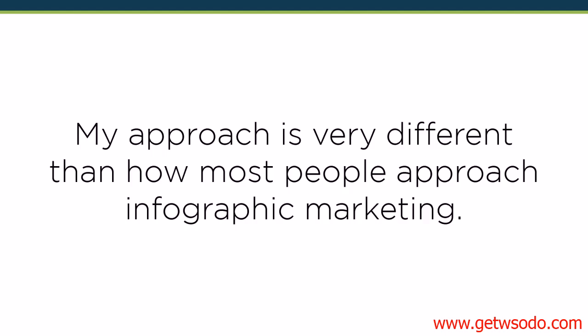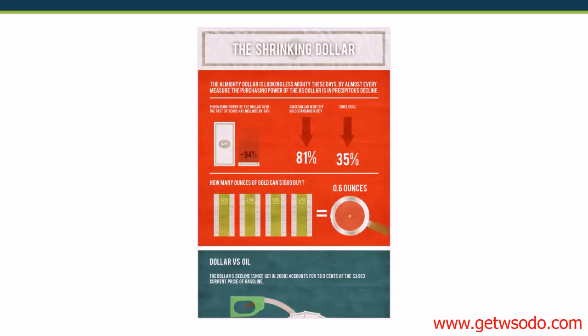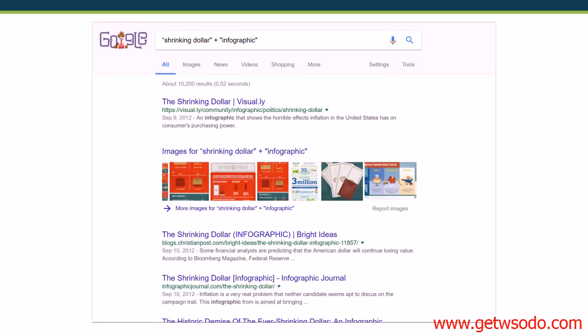Now, before I get into these differences, let me quickly show you an example of the Trusty Infographic content framework in action, the shrinking dollar infographic. This is an infographic that I made for a client in the investing niche, and it did great. This infographic generated dozens of links from authority investment sites like zerohedge.com. And if you search for shrinking dollar plus infographic in Google, you'll notice that there are over 1,500 results.